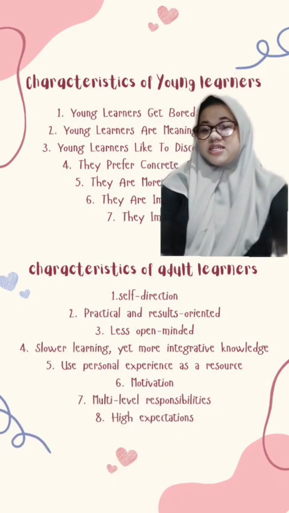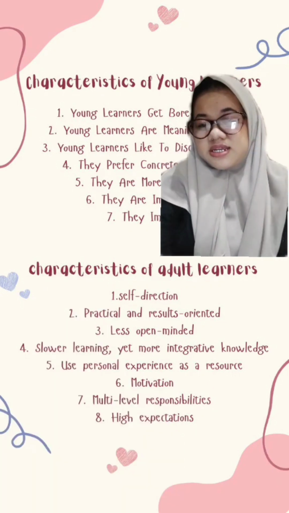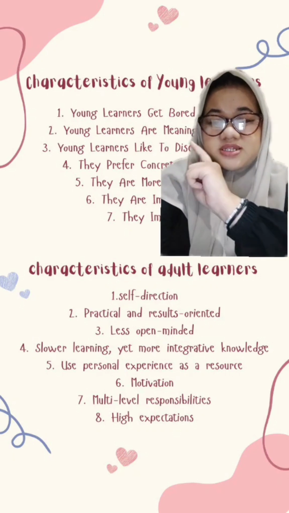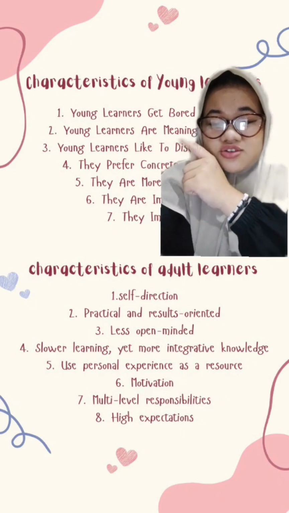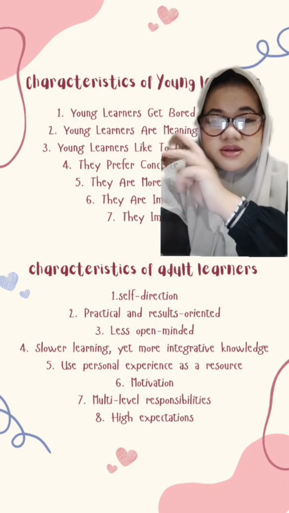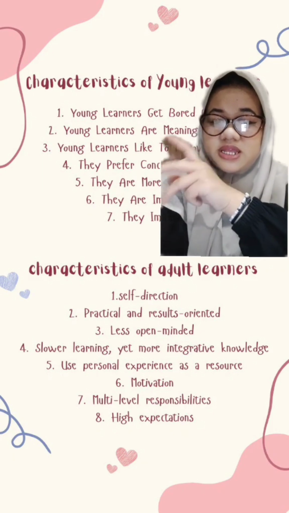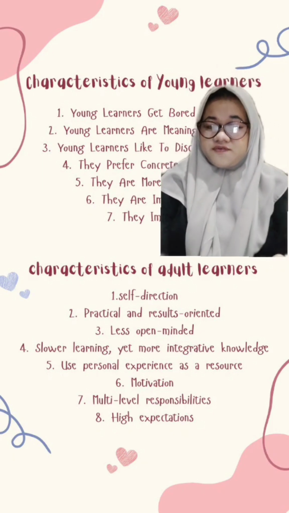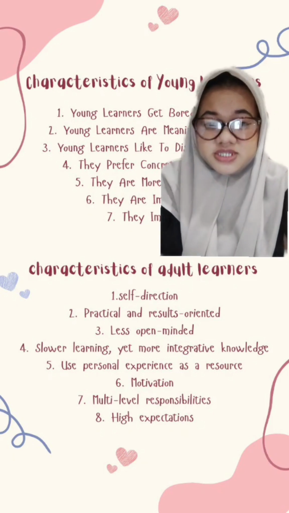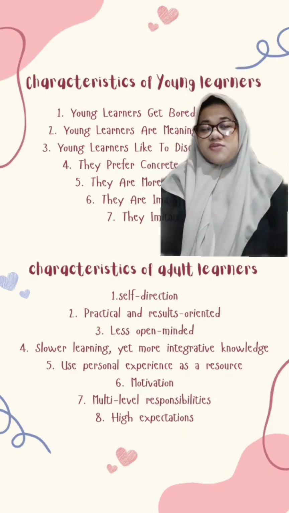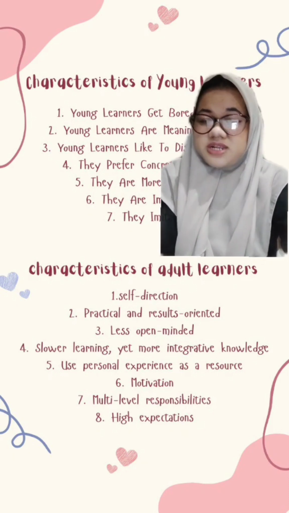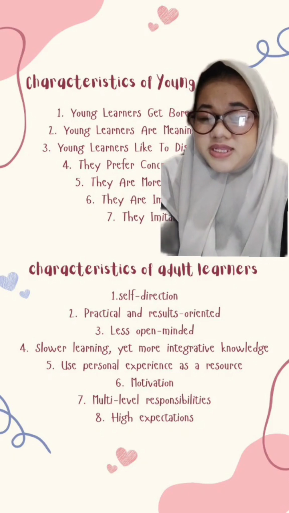Okay, now characteristics of adult learners. Adult learners usually have, first, self-direction. Second, practical and result-oriented. Third, less open-minded. Fourth, slow learning yet more integrative knowledge. Fifth, use personal experience as a resource. Sixth, motivation. Seventh, multi-level responsibility. And the last, high expectations.